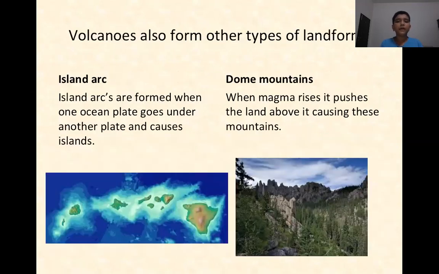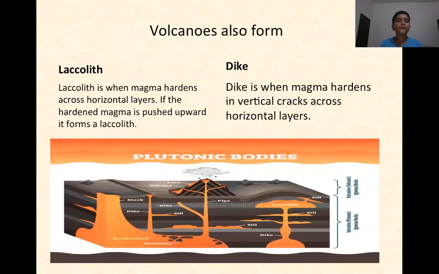Volcanoes also form other types of landforms. Example, island arc and dome mountains. Island arcs are formed when one ocean plate goes under another and causes islands. Dome mountains. Dome mountains are formed when magma rises and pushes the land above it, causing these kind of mountains.